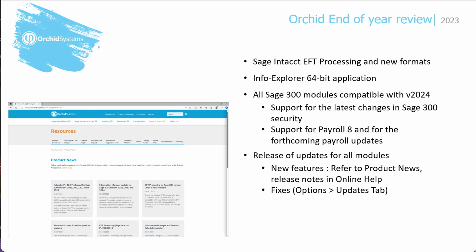The updates we release for all our modules apply to all supported versions, 2021, 22, 23 and 24. And from now on, we have just stopped supporting version 2021 in line with Sage's policy.